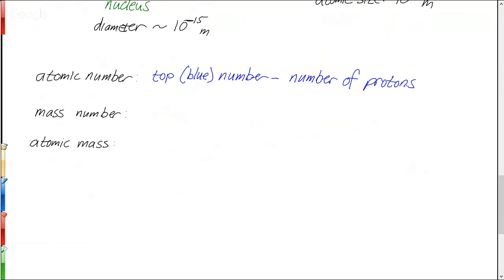All right. So let's look at the mass number. These two are easily confused because of whether they are or are not on the periodic table. And so the first thing with the mass number is that it's not on the periodic table. The mass number is the number of protons plus the number of neutrons.